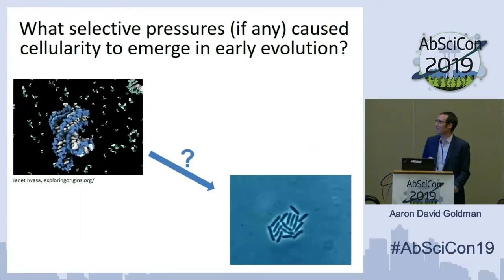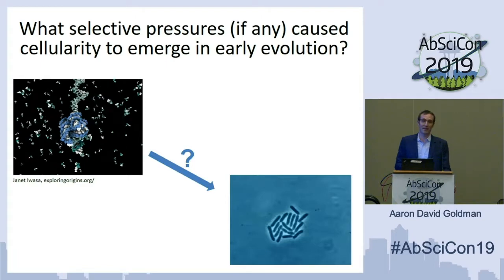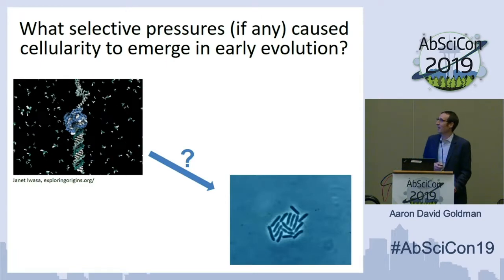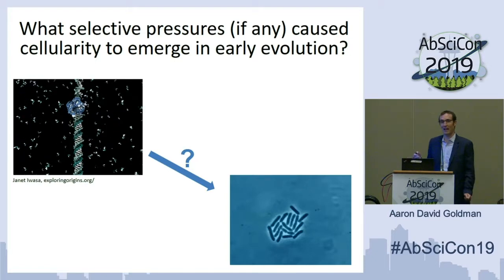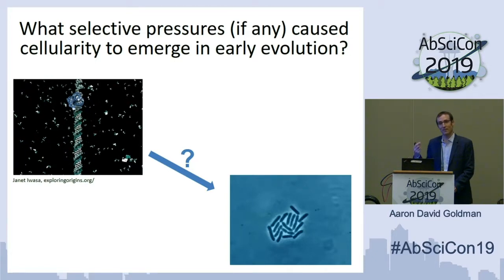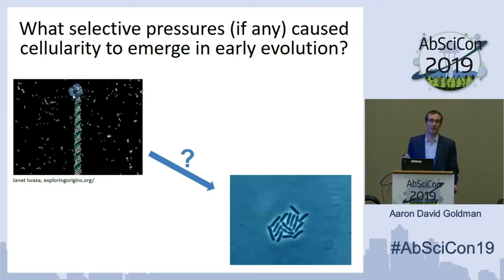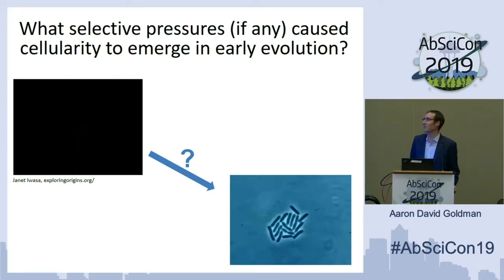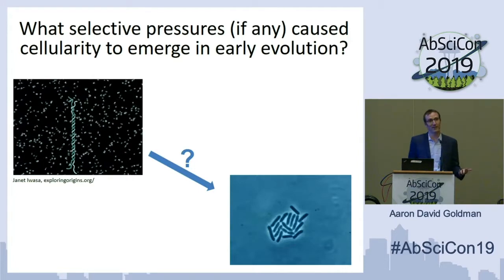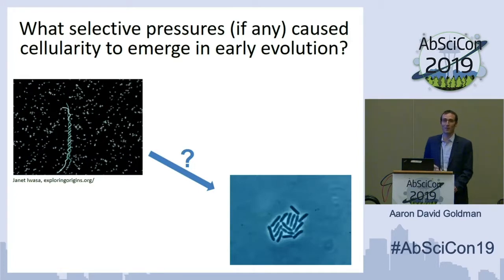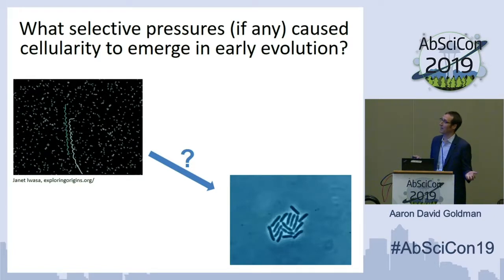But if the last universal common ancestor was cellular and the origin of life was non-cellular, then that suggests that cellularity arose in between these two stages and maybe evolved because it's an adaptive trait. And if it's an adaptive trait, then there may have been some selective pressure that guided that evolutionary process. And we were interested in understanding what those selection pressures might be.